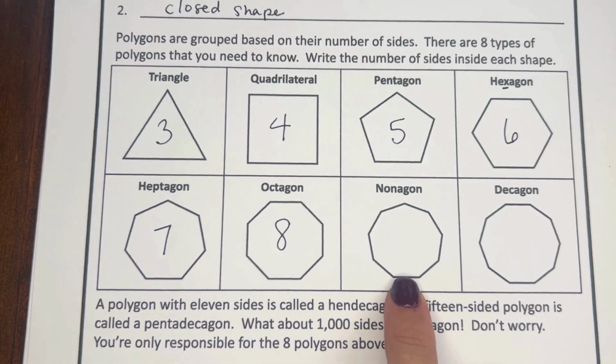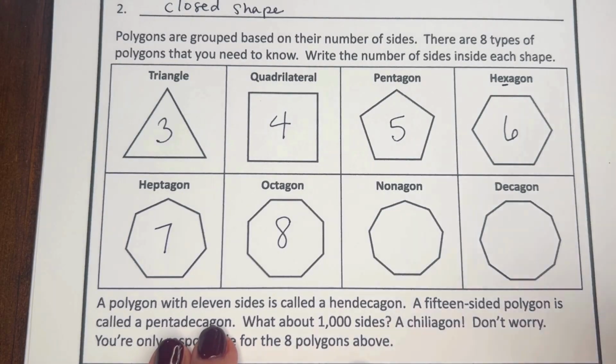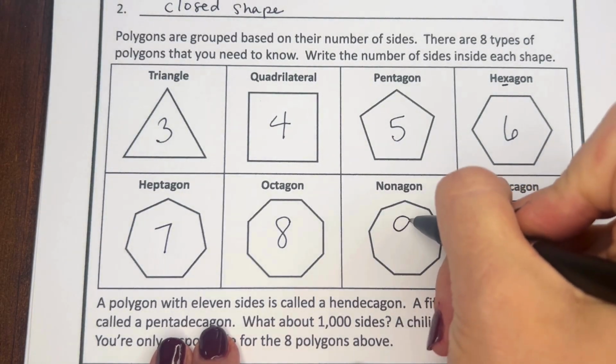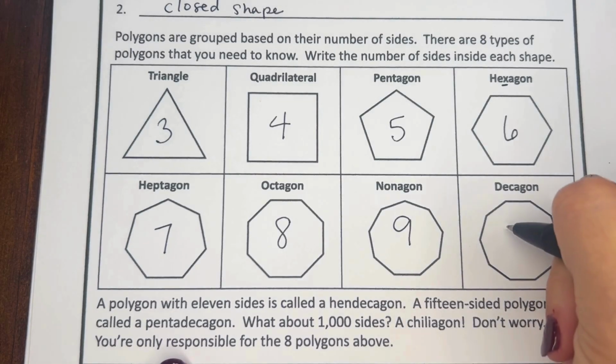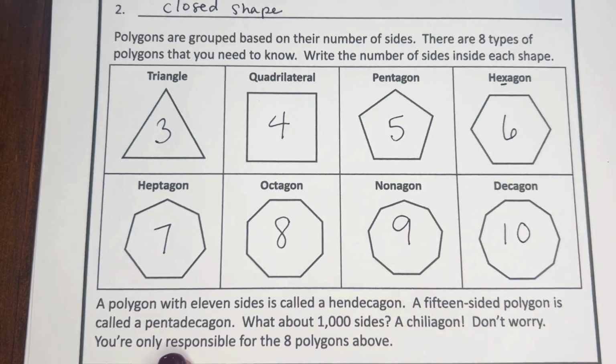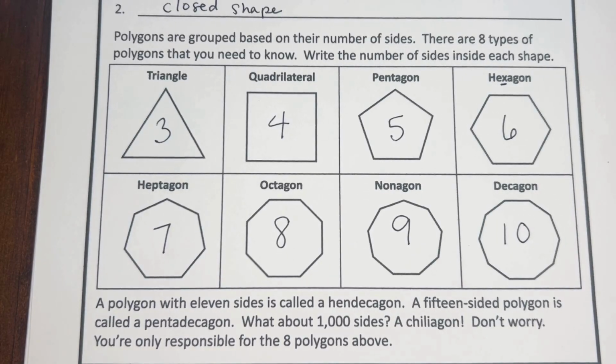A nonagon, this is a weird one that you don't see very often. A nonagon has 9 sides. And finally, deca, the word deca means 10, like 10 years in a decade. A decagon has 10 sides. These are the shapes that we're going to learn today.